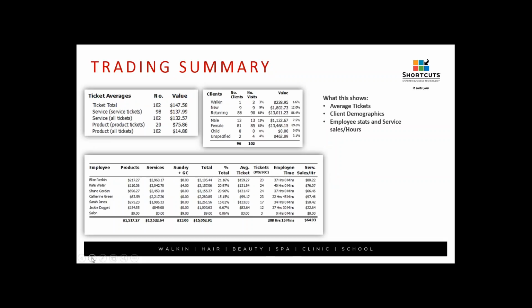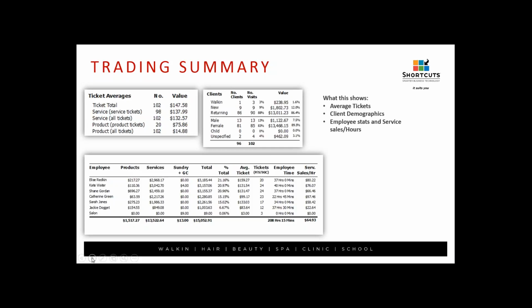Some of the interesting information that we can see is the average tickets. You can actually see your average ticket totals, and then you'll see that it breaks those average tickets down now into services. That's the number of tickets that had a service on them, and they were service only. Number of tickets that had a service on, that was all tickets. Then you can see the number of product tickets, sorry, that were only retail or product, and then you can see the tickets that had products on them all.